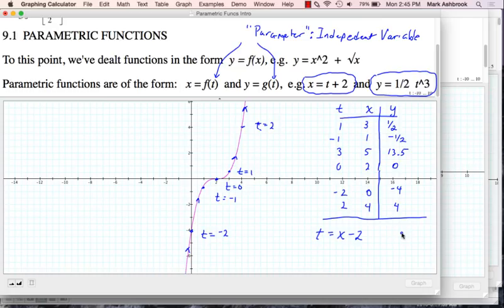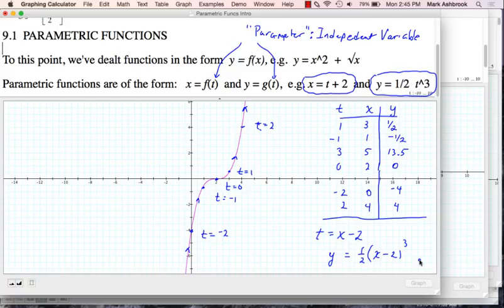Okay, and what would that be? Yeah, so if t is x minus 2, then y is 1/2 t cubed. Well, t and x minus 2 are the same thing. So we can do that.